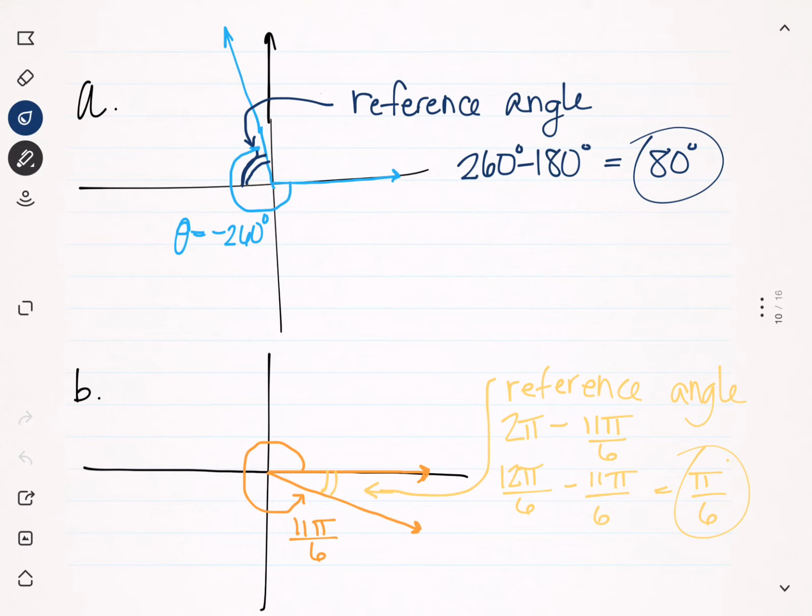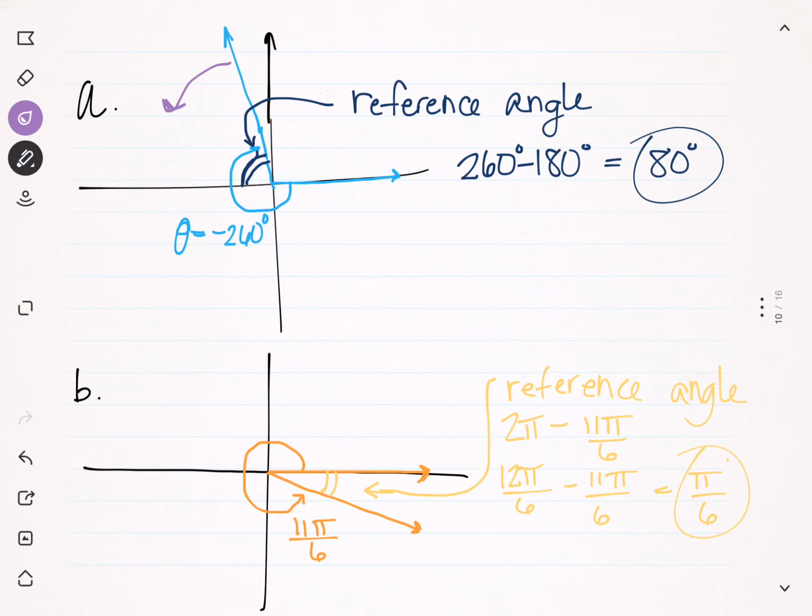Okay, so for the angle negative 260, we're going to graph that in standard position. Okay, so then I want to go to the x-axis. Remember, my reference angle is an acute angle. It's less than 90. So I want to be going counterclockwise here, not clockwise, otherwise that would be an angle that's greater than 90. Okay, so I have to figure out what is the difference between 260 and 180. That gives me 80 degrees. So that's my reference angle.